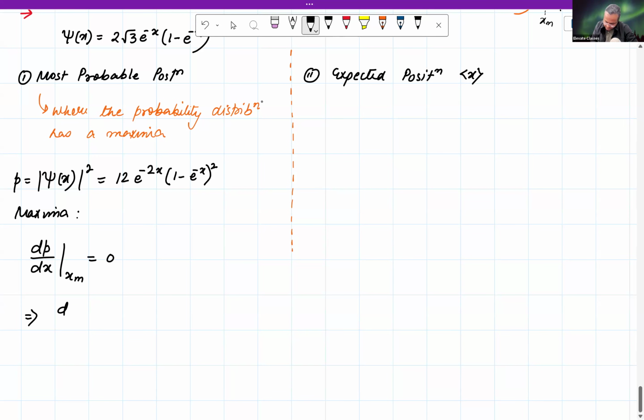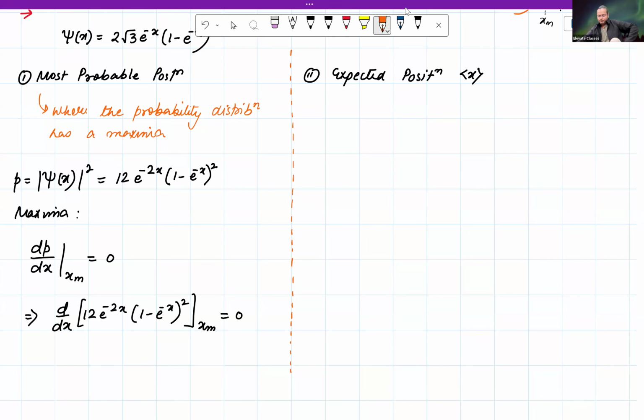So this is d/dx of 12 e to the power minus 2x, 1 minus e to the power minus x square, at xm is equal to 0. इसको सॉल्व करके कितना आ रहा है बताइए. सॉरी, इसको सॉल्व करके कितना आ रहा है?